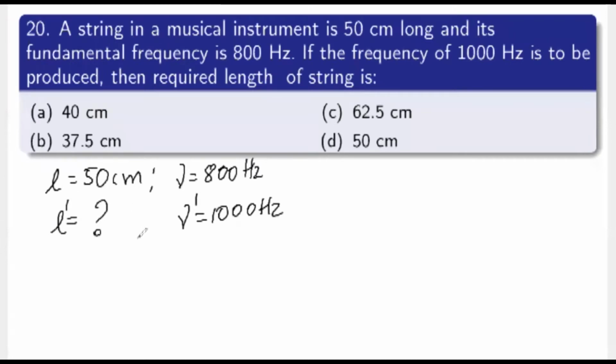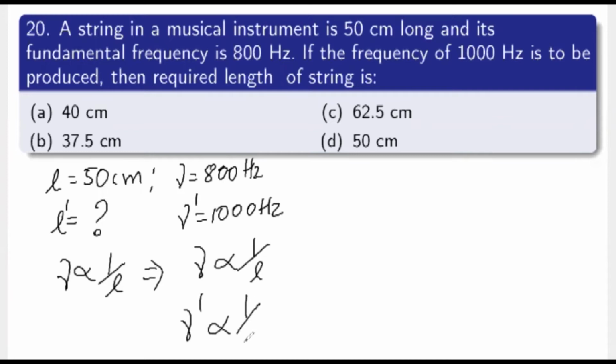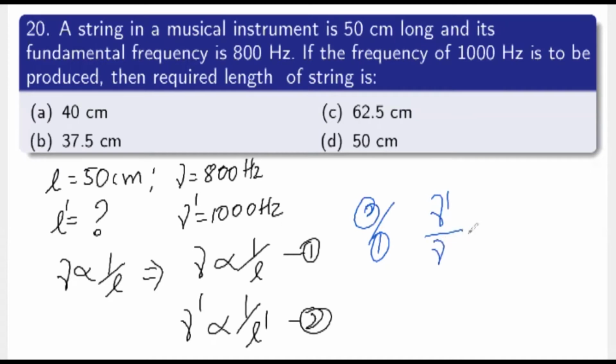in that musical instrument. We know that the frequency is inversely proportional to length. Therefore, I can write nu is proportional to 1 over L and nu prime is proportional to 1 over L prime under given tension. Let me call these 1 and 2. Now let's divide 2 by 1. So what do I get is nu prime by nu equals L by L prime, or nu prime equals nu into L by L prime.